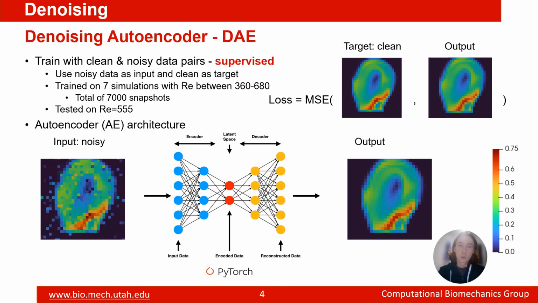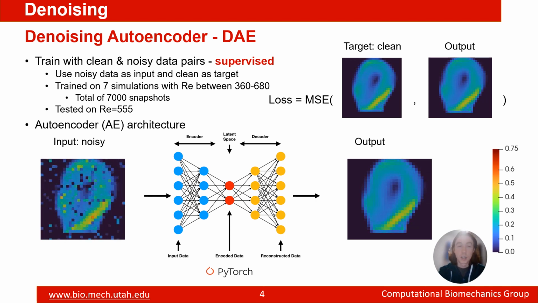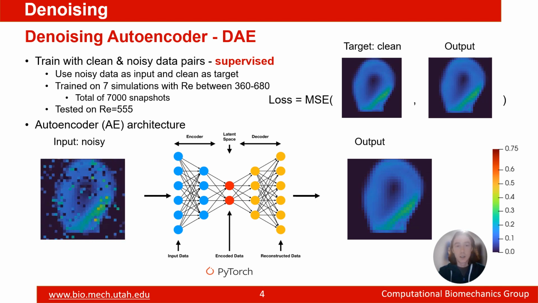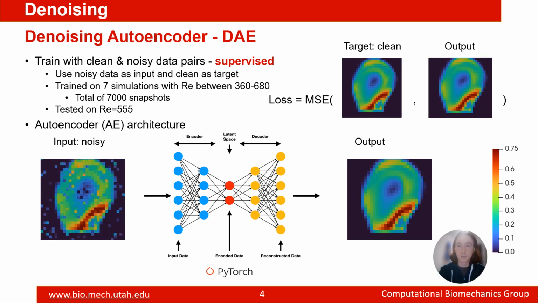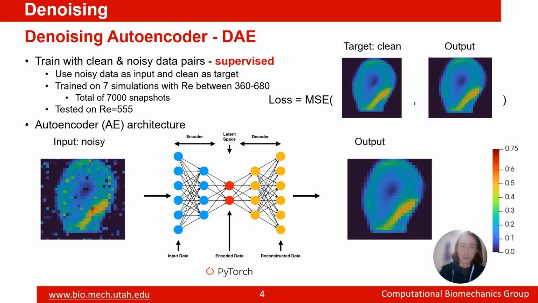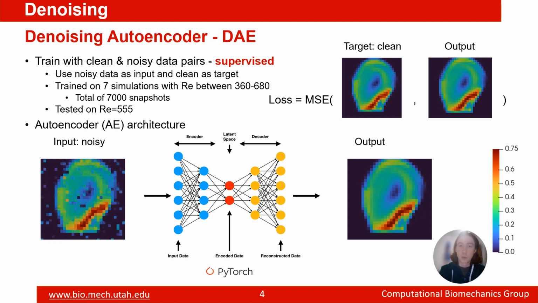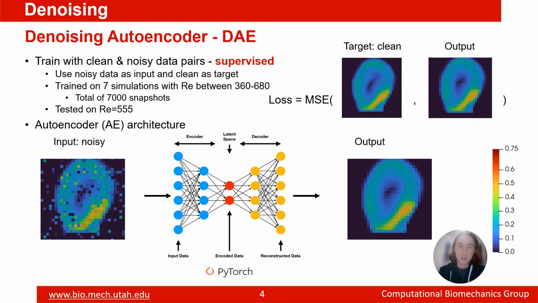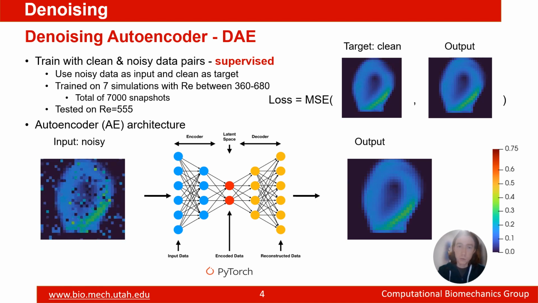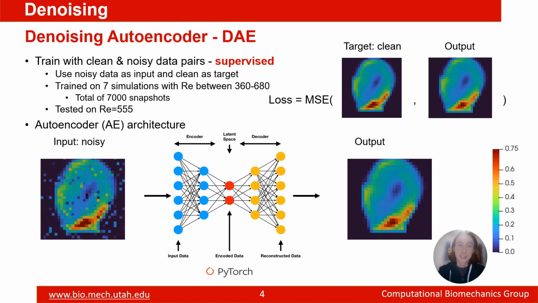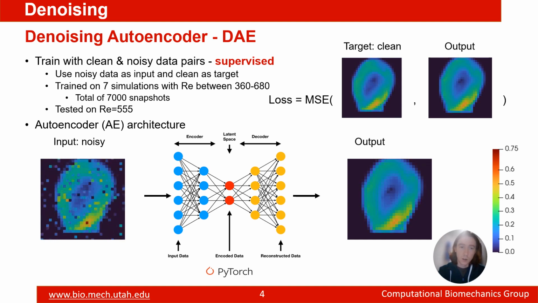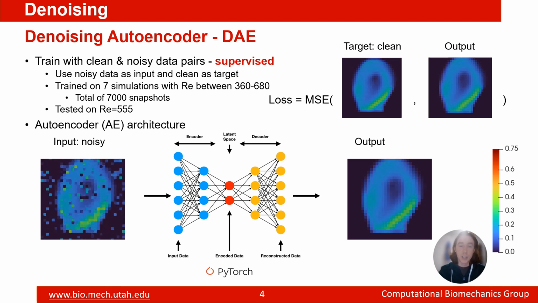The first method that we will look at is a denoising autoencoder, which we use in a supervised way where we train with pairs of clean and noisy snapshots. So the input is noisy, but in the loss function, the target is clean. We trained this network on 7 simulations with different Reynolds numbers from 360 to 680, each of them having 1000 snapshots, then tested on a Reynolds number that was not included in the training set.